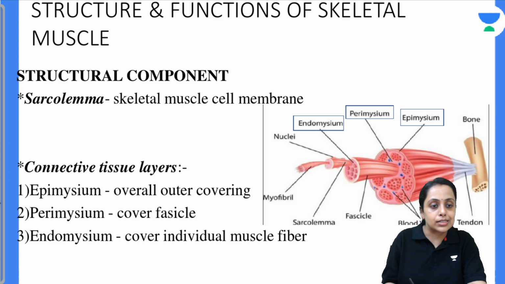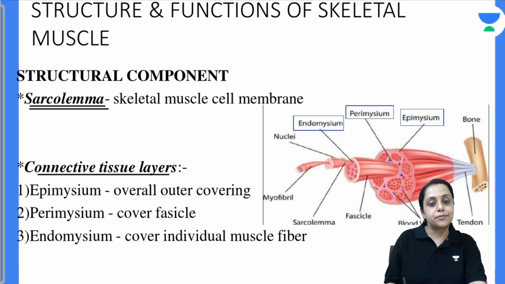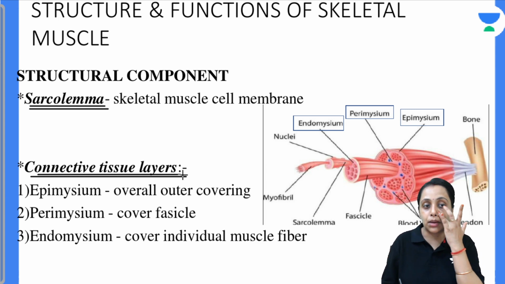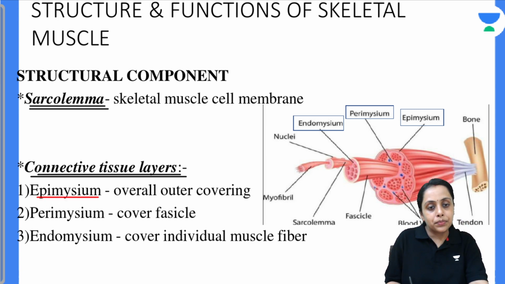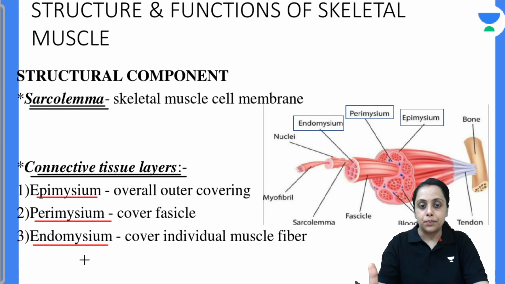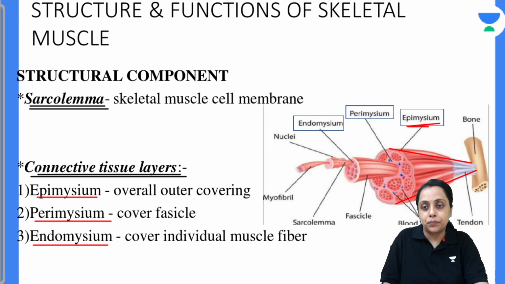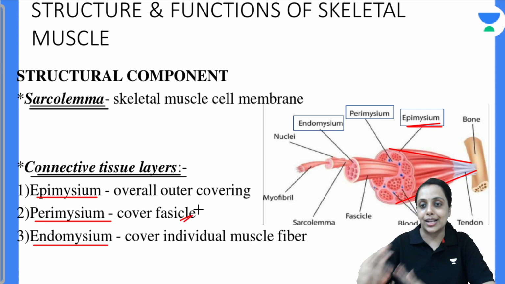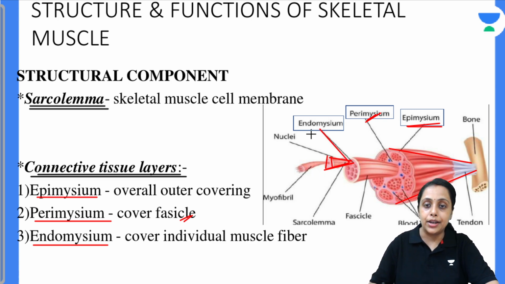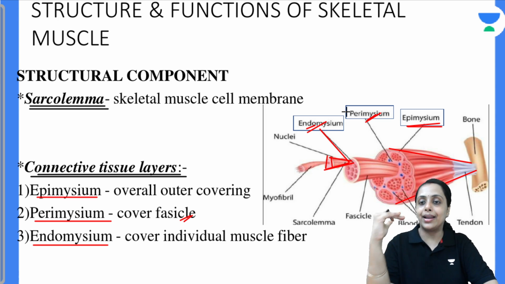The structural component consists of the cell membrane of skeletal muscle, which is known as the sarcolemma, and the connective tissue layer. This connective tissue layer is further subdivided into three layers: epimysium, perimysium, and endomysium. Epimysium is the outermost covering. Okay, if we talk about the whole muscle unit, that is covered by this epimysium. Our fascicles are covered by the perimysium, and a single individual muscle fiber or single myofibril is covered by endomysium. So we have endomysium, perimysium, and the outermost covering is the epimysium.